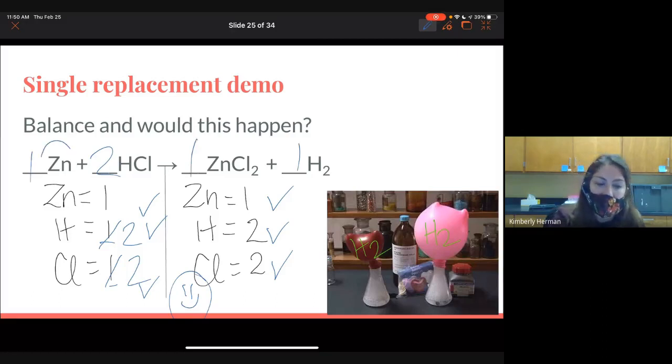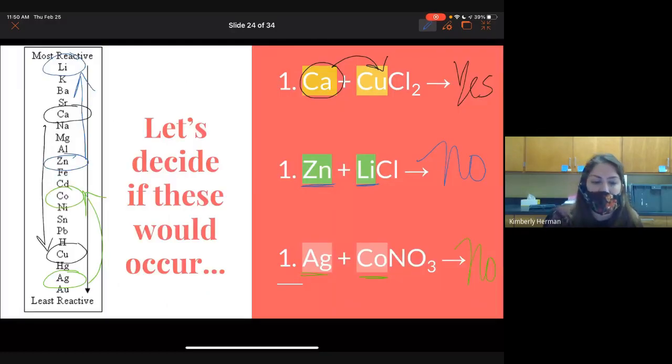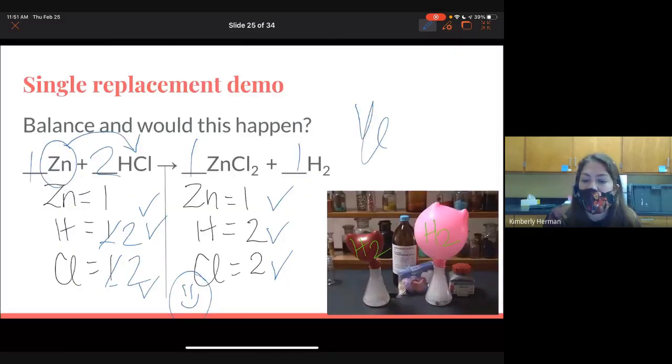Now the question is, can Zn replace H? If we go back to our hierarchy, we find Zn right here, and we'll find H down here. So can Zn go down and replace it? Yes. So this reaction would happen. This image kind of gave you the hint that it would happen.